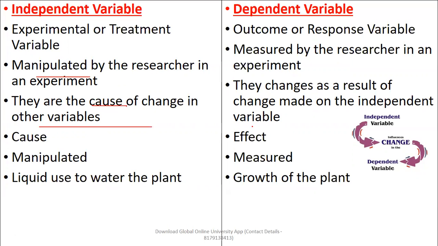So this is a cause. As I said, the independent variable is a cause. The dependent variable becomes an effect. The independent variable is manipulated. The dependent variable is measured. For example, the liquid used to water the plant and the growth of the plant. Here the cause is the liquid, and the effect will be in the form of growth. So this is how independent and dependent variables work. There are questions on this also. With the help of examples, they give you the questions.